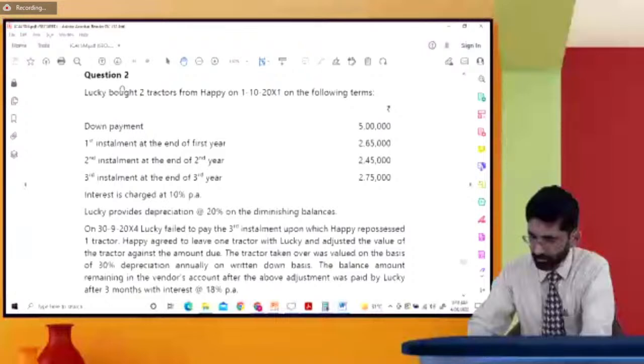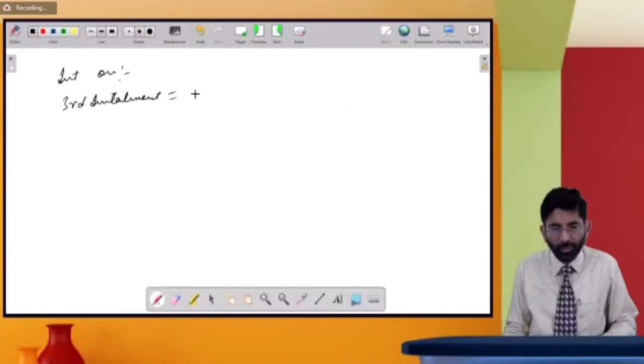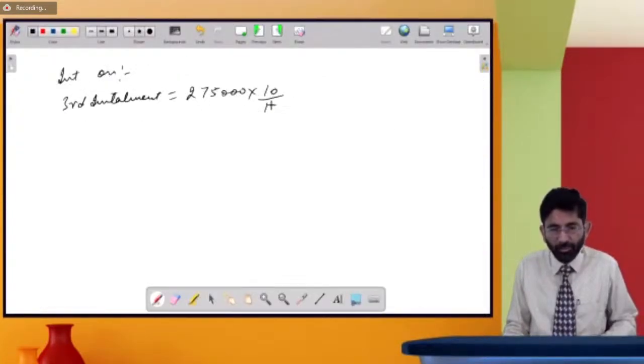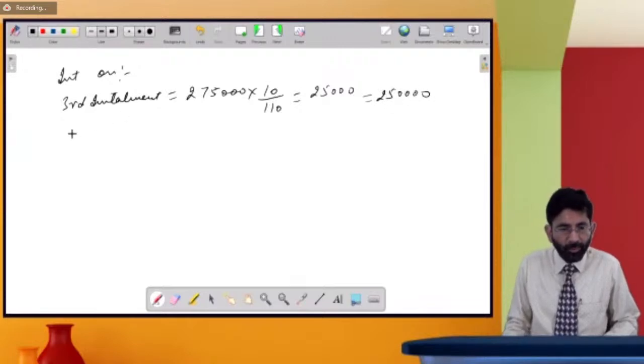Third installment interest will be calculated very easily. 2,75,000 into how much is the rate? Rate is given as 10%. 10 by 110. It will be 25,000 maybe. Yes. So it will be 2,50,000. And you have to add this 2,50,000 in the previous installment.